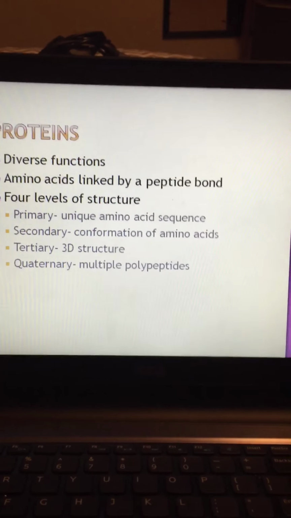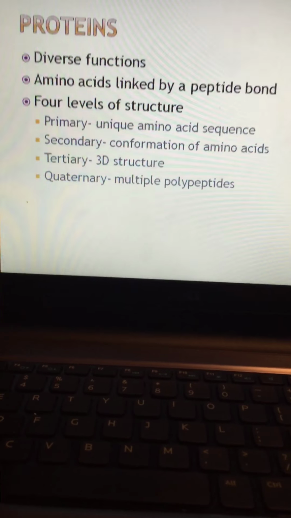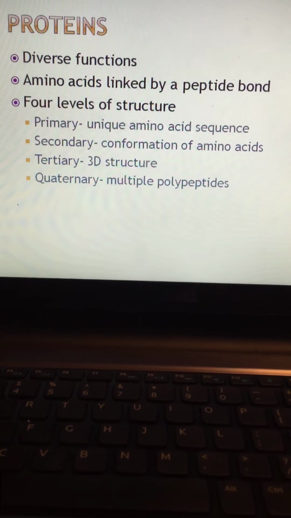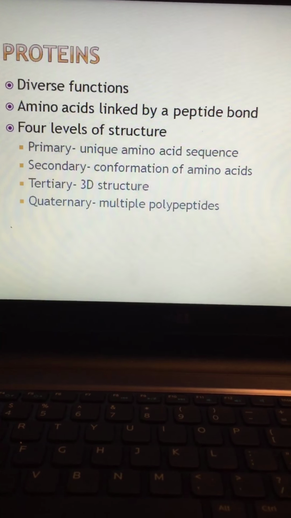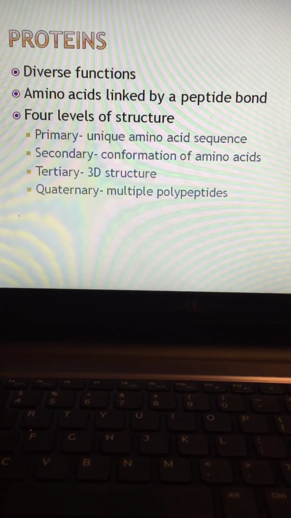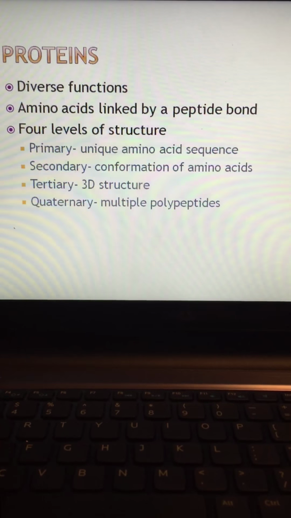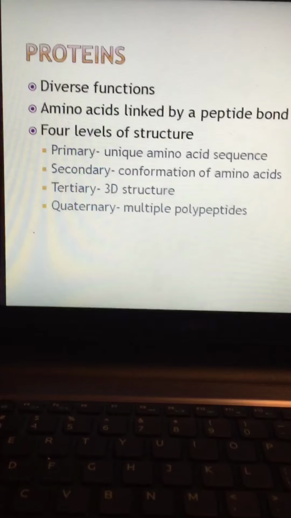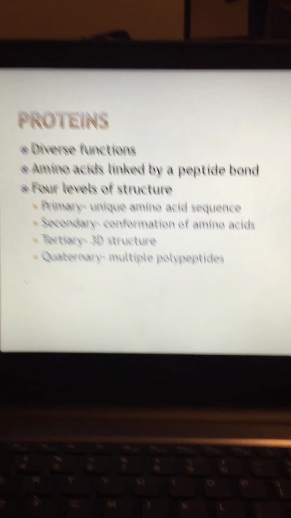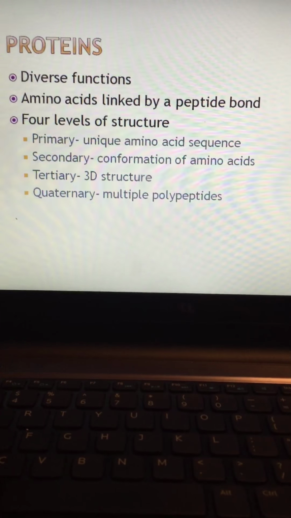Okay, some general background information about proteins. Proteins have very diverse functions, and some of those functions include transport proteins, structural proteins, and ones used for movement. Amino acids are linked by peptide bonds, and you might be like, oh, what's an amino acid? Well, amino acids basically form and hold together proteins. And there are four levels of structure: the primary, secondary, tertiary, and the quaternary.